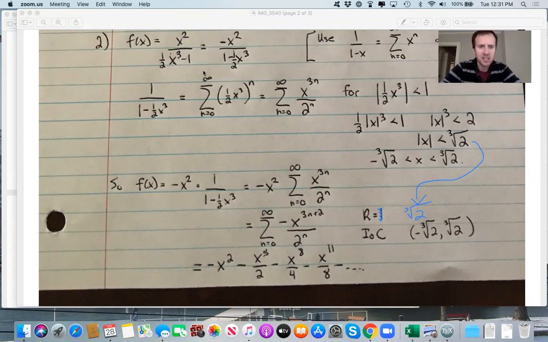And this last line here is just, if you want, the actual series. So this infinite polynomial, everything's negative, the powers keep increasing by 3, the denominators keep doubling, that series is equal to this function, as long as you're in this interval.